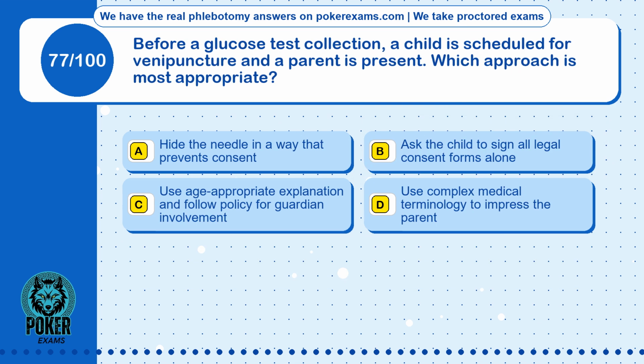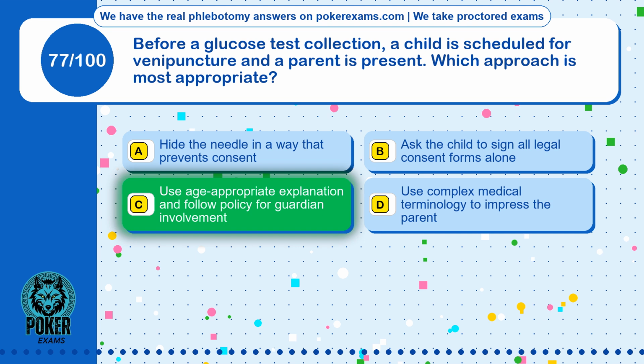Question 77. Before a glucose test collection, a child is scheduled for venipuncture and a parent is present. Which approach is most appropriate? Option A. Hide the needle in a way that prevents consent. Option B. Ask the child to sign all legal consent forms alone. Option C. Use age-appropriate explanation and follow policy for guardian involvement. Option D. Use complex medical terminology to impress the parent.